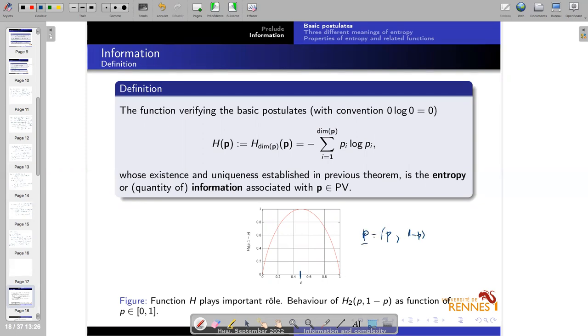So that will be the probability vector. And in that case, in the place 1/2, this function takes the maximum value that is equal to 1. And this is the maximal uncertainty. So when your coin is honest, you have a maximal uncertainty, and this is the information content in that situation.